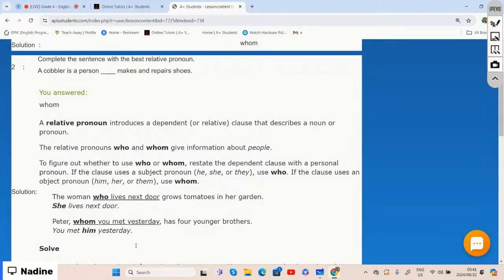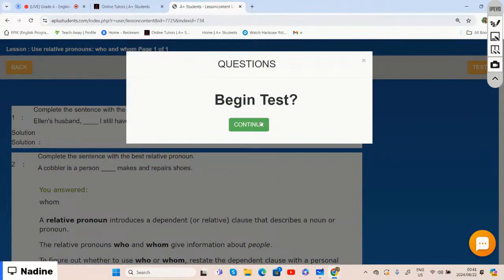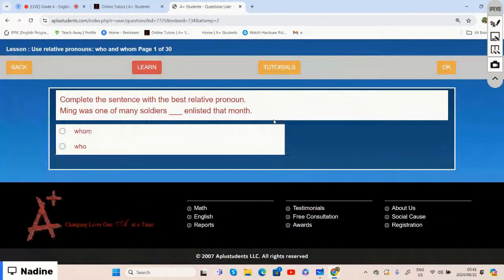All right. So let's go to our test now, where we're either going to use who or whom, right? You use who if the pronoun is he, she, they, or we use whom if it is him, her, them. Ming was one of many soldiers. Do we say whom enlisted that month or who enlisted that month?